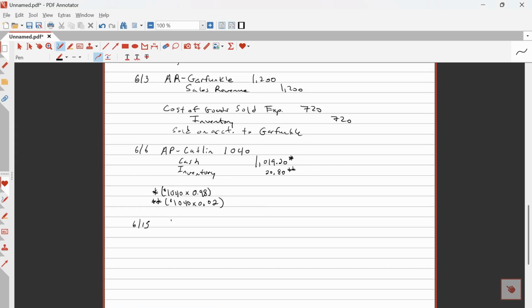So the journal entry from our perspective, debit cash. How much are we expecting to receive from Garfunkel? We have a $1,200 account receivable with them. So debit cash for $1,200, and get rid of all of their account receivable. So that's the journal entry on the 15th.